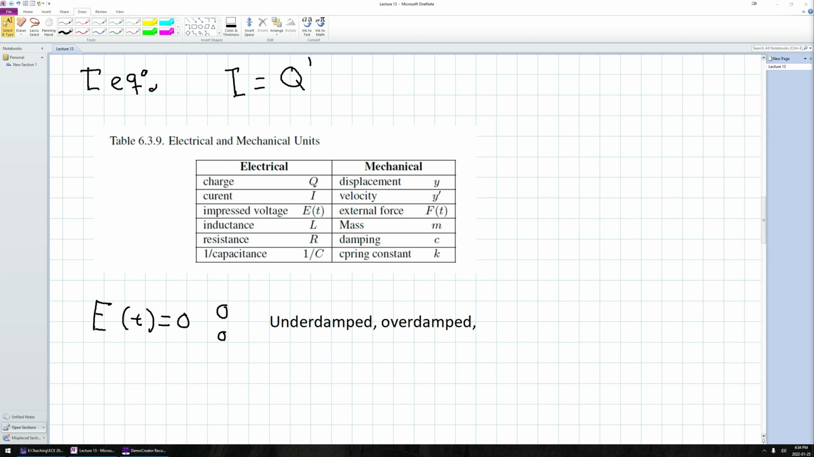Okay, so in both of these cases, the same analysis that we had before holds for Q. Okay, so given Q, we just take its derivative to get I. So if Q has these oscillatory or non-oscillatory features, then I will maintain some of those features. You're just taking a derivative, right? So there's going to be some similarity between the 2 functions.